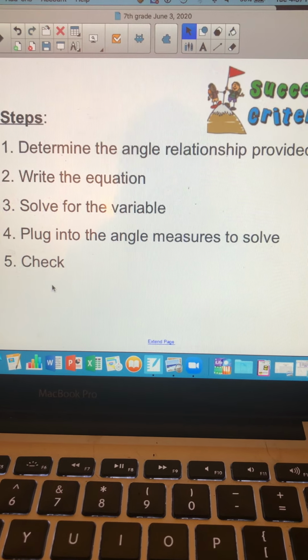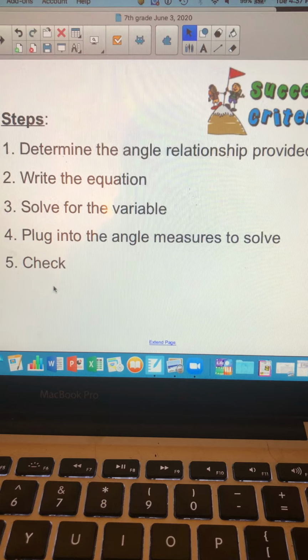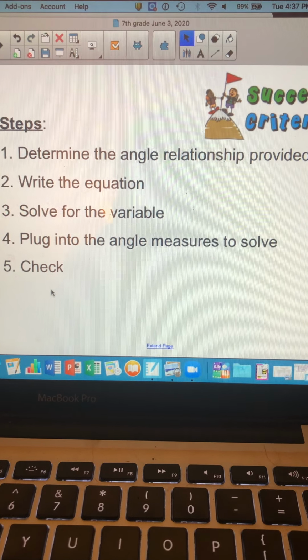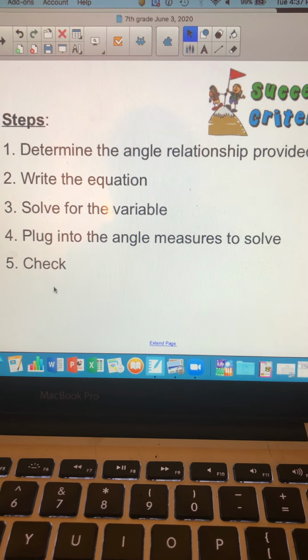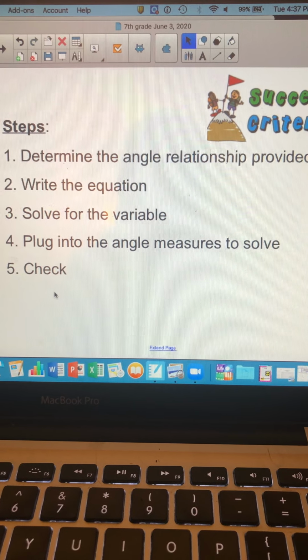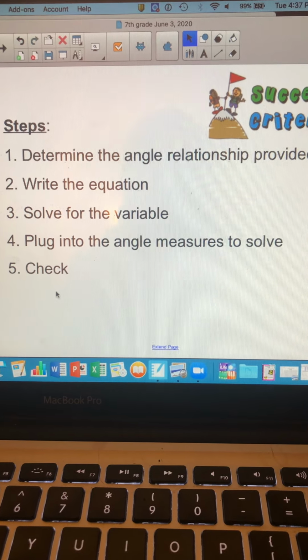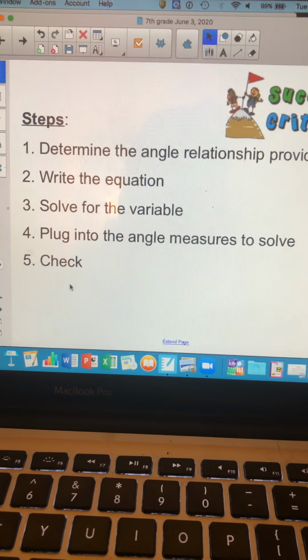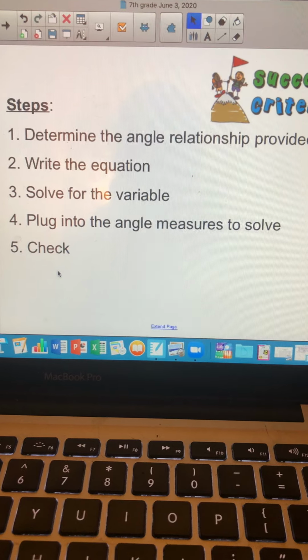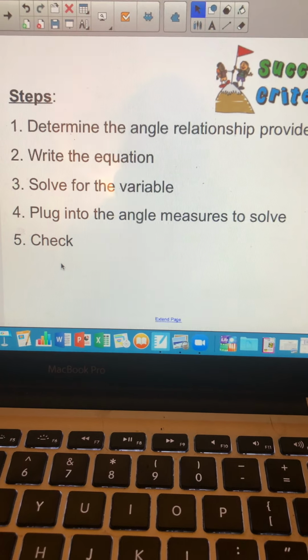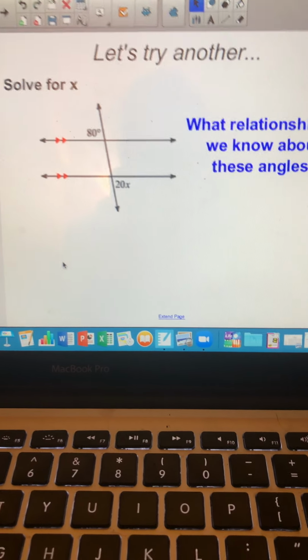You then solve for the variable, and then you plug it into the angle measures to solve for them. The final thing you could do is check, which is what I showed you: the 150 plus 30 equaled 180. So I knew my answers were correct because they equaled the correct measure of supplementary angles, 180 degrees.